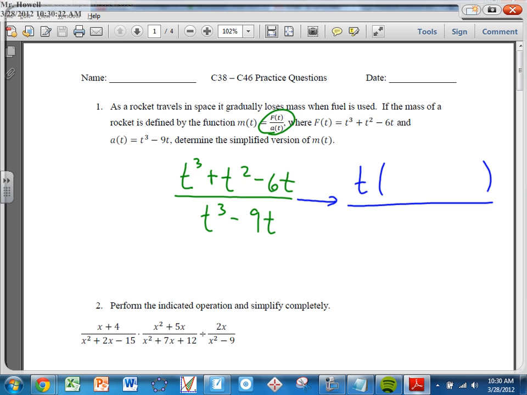And what's left? Well, I had T cubed, now it's T squared. I had T squared, now it's just T. And then I had negative 6T, now it's just negative 6. So I start with my GCF. What about the bottom? What's the GCF? It's also T, isn't it? Take a look. There's T cubed here, and there's a T here. So let's take a T out here also. So far, so good. GCF.